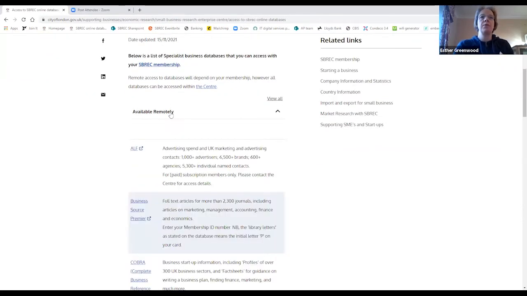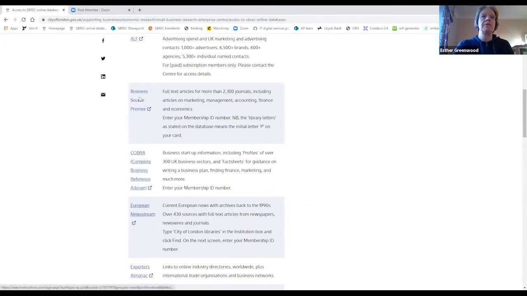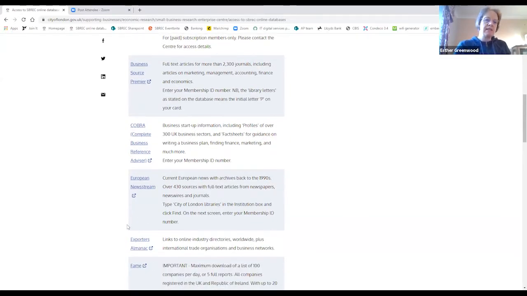At the top, there's a tab that says available remotely. With your free membership, you'll be able to use Business Source Premier, COBRA, which I'm going to show you in just a moment, European Newsstream, and Exporters Almanac. Ariane, I think you might be importing and exporting, so Exporters Almanac could be quite useful to you in finding organisations or companies overseas. It's a good tool for anyone importing and exporting around the world.